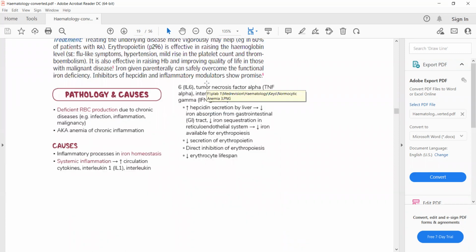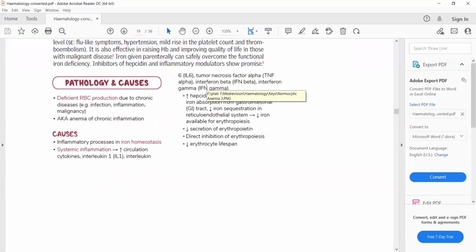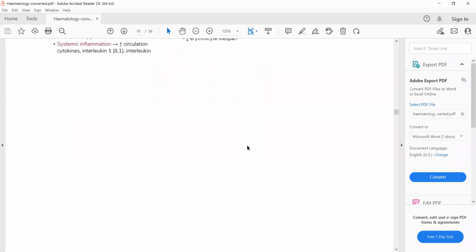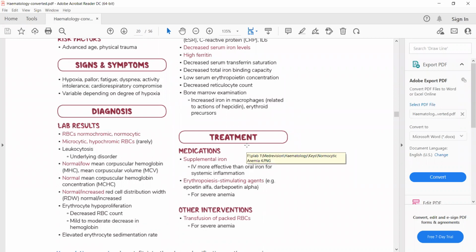The pathology of anemia of chronic disease is deficient RBC production due to chronic disease, for example infection, inflammation, malignancy, which lead to a release of inflammatory cytokines such as interleukin-1, interleukin-6, tumor necrosis factor alpha, and all these chemicals. They decrease erythropoietin secretion, inhibit erythropoiesis, and decrease the lifespan of RBCs. Also, gastrointestinal absorption of iron decreases due to these inflammatory cytokines. So that's why chronic disease can lead to anemia through these mechanisms.